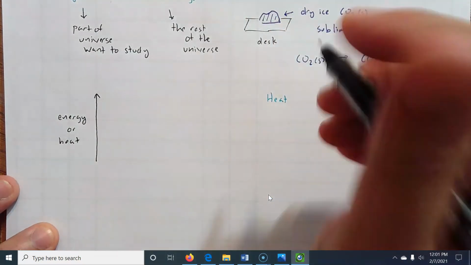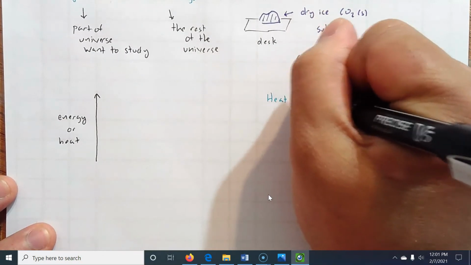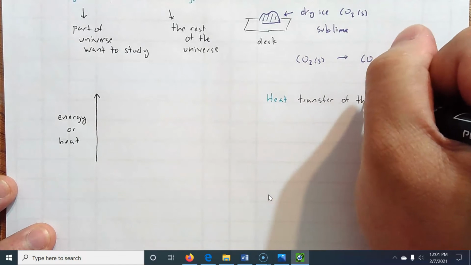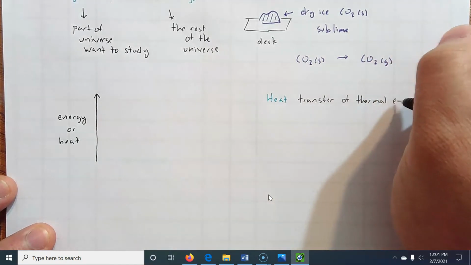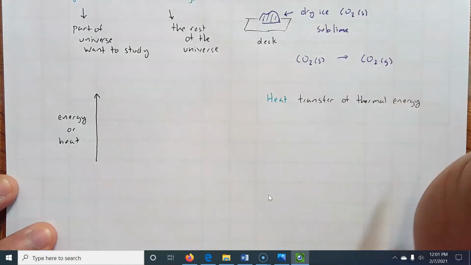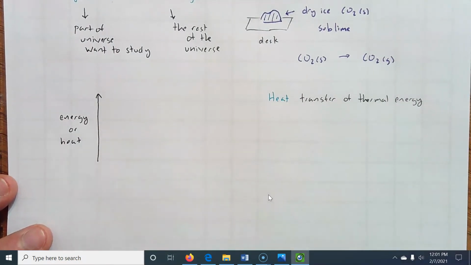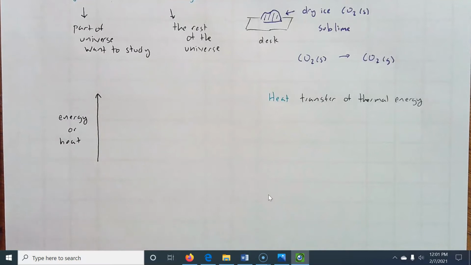So heat is literally the transfer of thermal energy. The movement of thermal energy is heat. So an object can have thermal energy. You really only describe or talk about the heat when there's a transfer or movement of that energy.